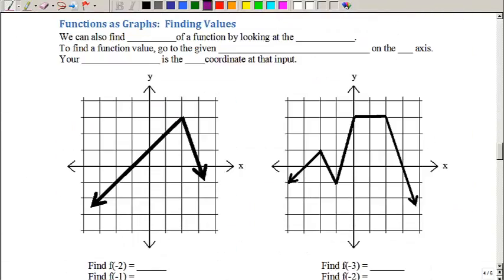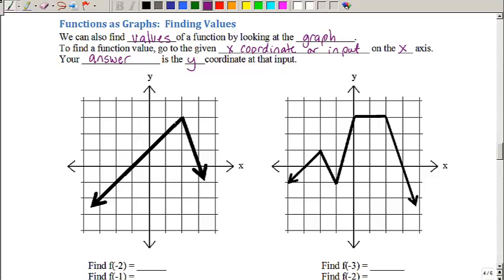Continuing with functions as graphs, we can also find values of a function by looking at the graph. To find a function's value, go to the x-coordinate that's given, or input, and we're going to look at that on the x-axis. Your answer is the y-coordinate at that point.